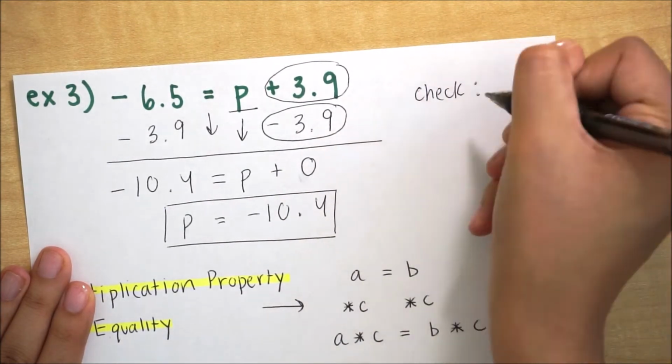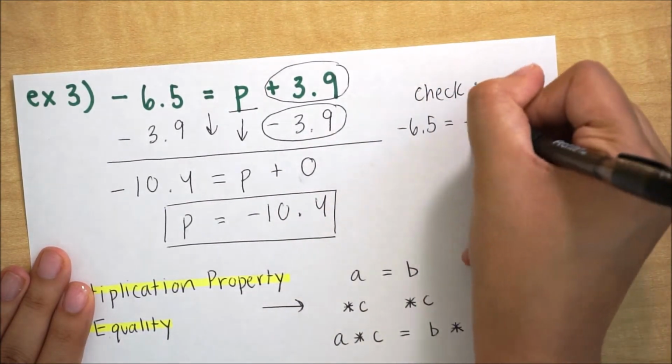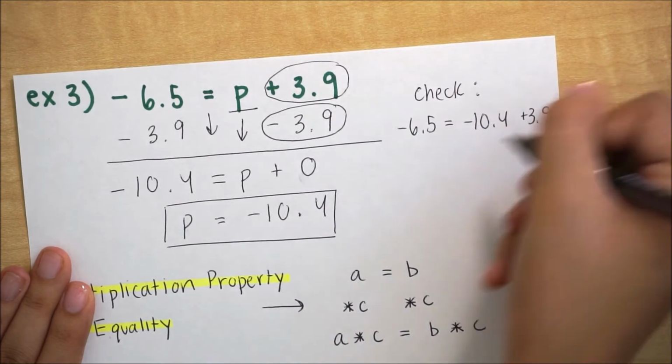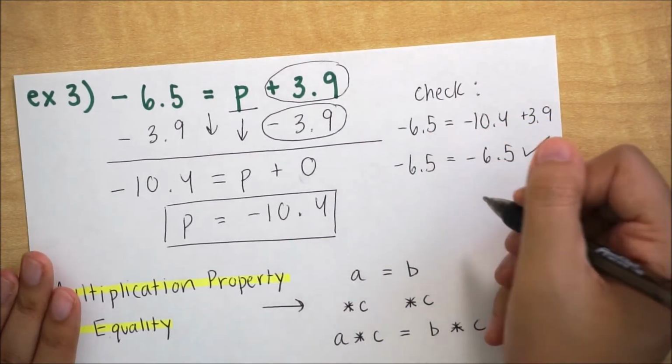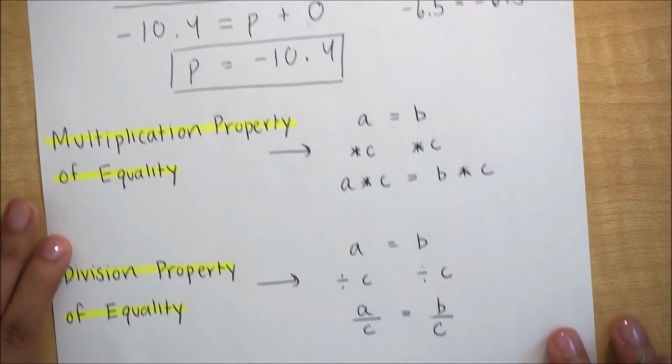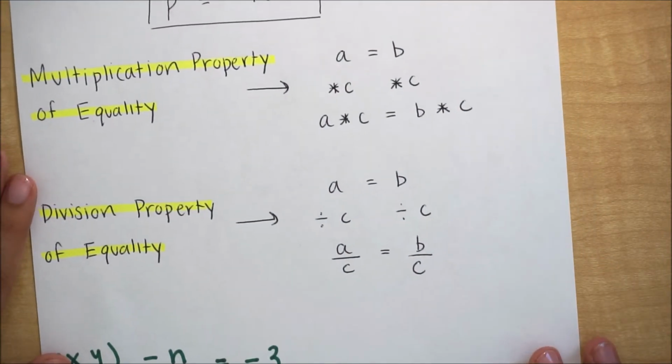We can also do a check just to make sure that our value of p is correct. So we just plug p back into the original equation. Our main goal, again, is just to make the variable independent and on one side of the equal sign.